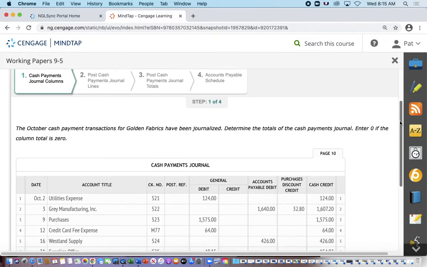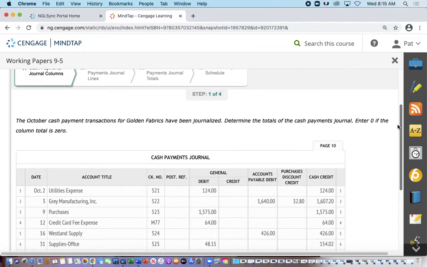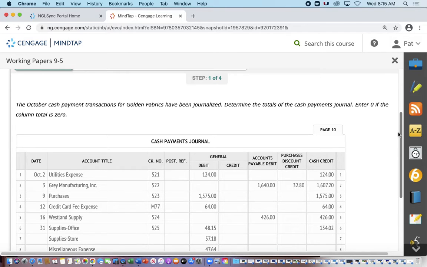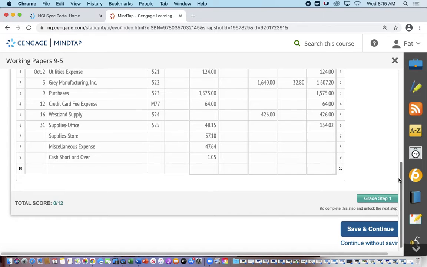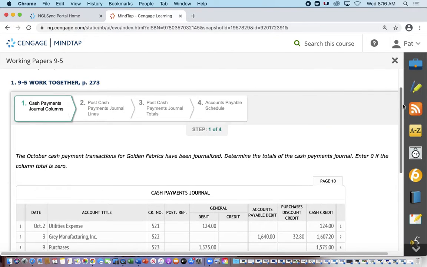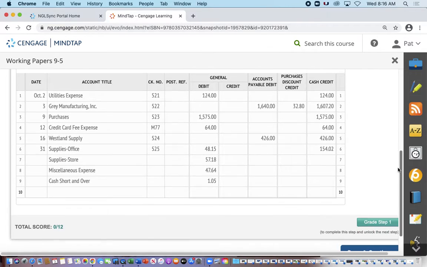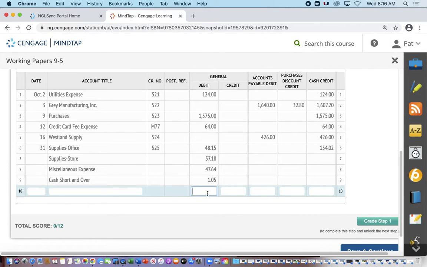Cash payments journal column. So we got all these. What does it want us to do? It says we're entering October cash payment transactions for Golden Fabrics. We need to enter a 0 if there's a 0. Oh, so we just got to add up the columns. Okay, good. All right.